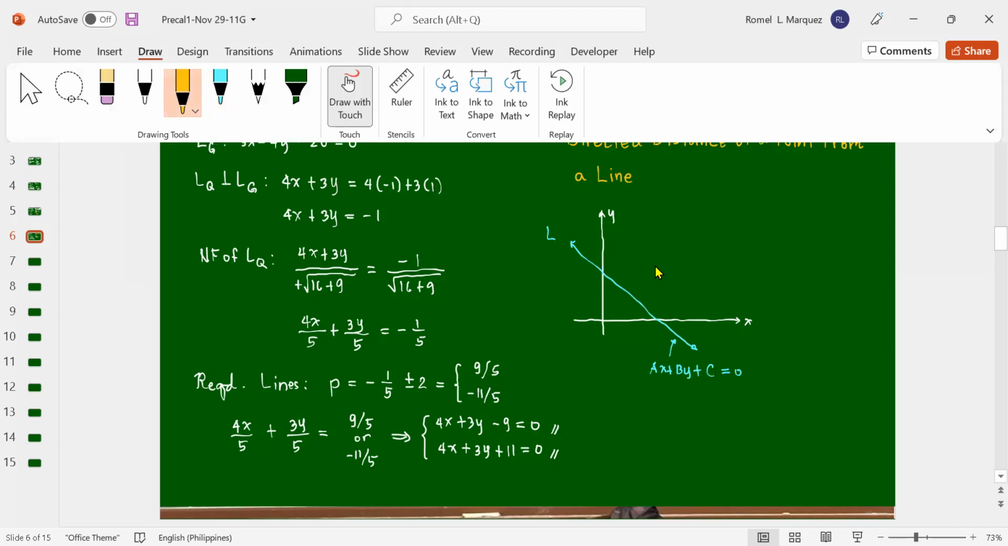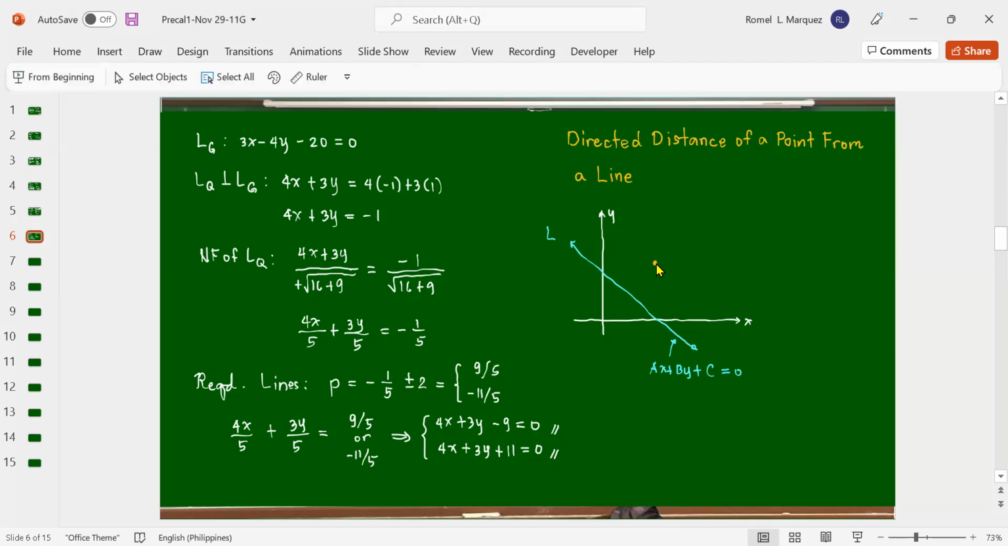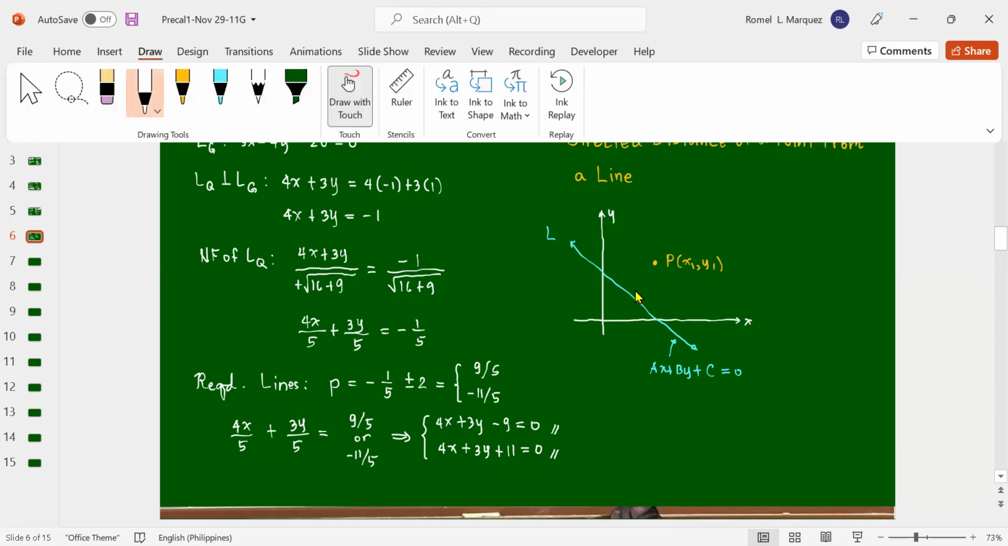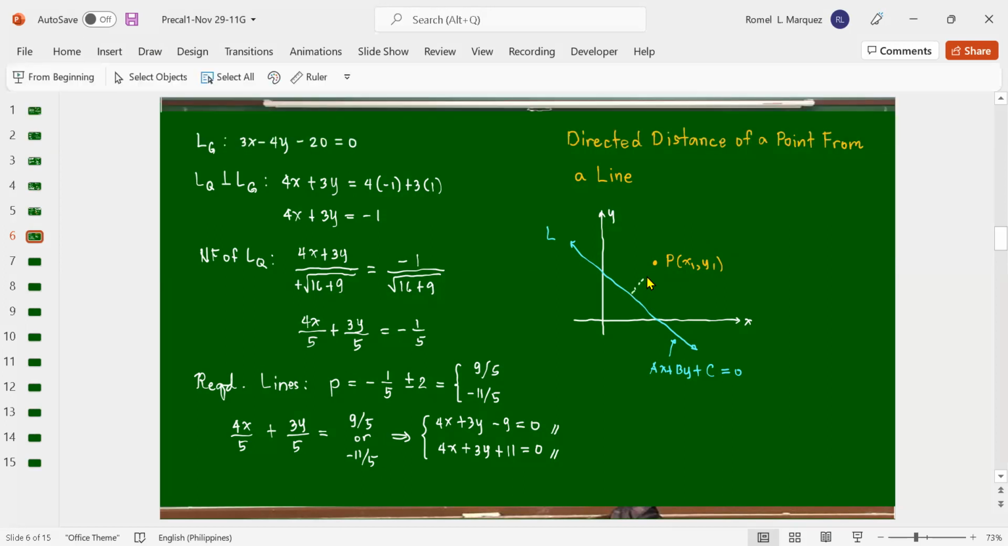Let's call this point not on the line. If the point is on the line, the directed distance is 0, or the distance is 0. Let's say that the point is not on the line. Let's call this P, x sub 1, y sub 1. Okay? So this distance, which we will be considering directed, we are going to denote by D sub R, it is directed.